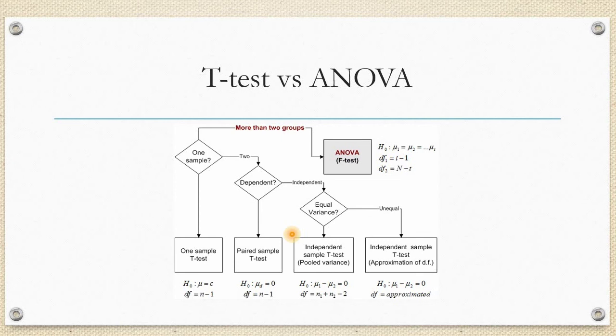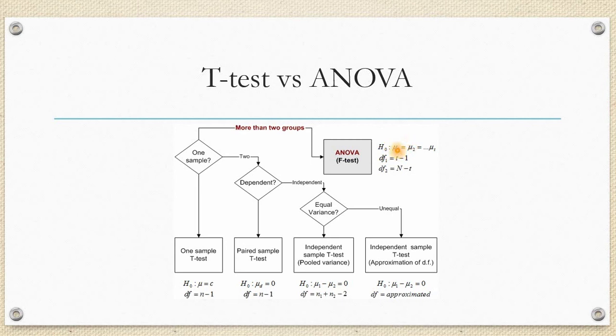That we have seen in our earlier videos. But if you have two samples and they are dependent, then you need a paired sample t-test, right? And if you have two samples but they are independent, then if they have equal variance, you have the independent sample t-test, right? All these go within the t-test. If they are unequal, then you have the independent sample t-test with approximation of degrees of freedom. But if you have more than two samples, you are not going to use a t-test, you are going to use ANOVA, right?